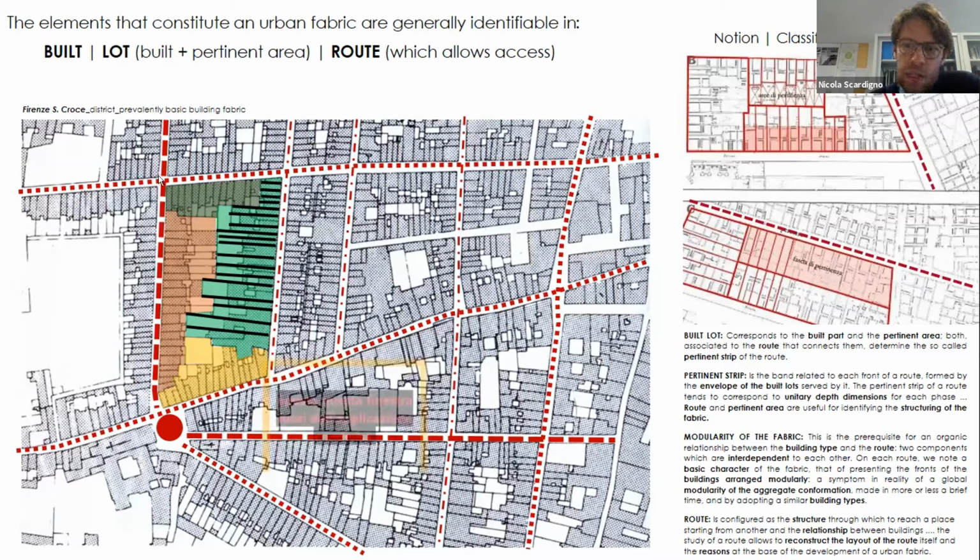What is the pertinent strip? It is the band related to each front of a route, formed by the envelope of the built lot and served by it. The pertinent strip of a route tends to correspond to a unitary depth dimension for each face. So the route and the pertinent area, which you can see underlined here in red, green, and yellow, are useful for identifying the structure of the fabric.